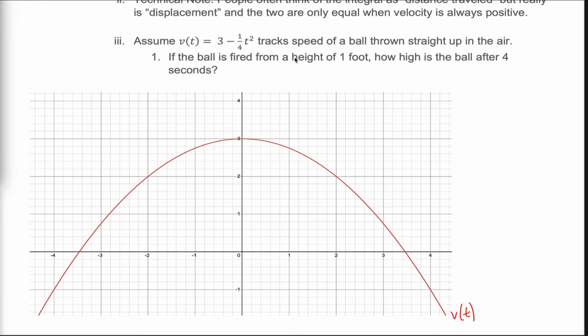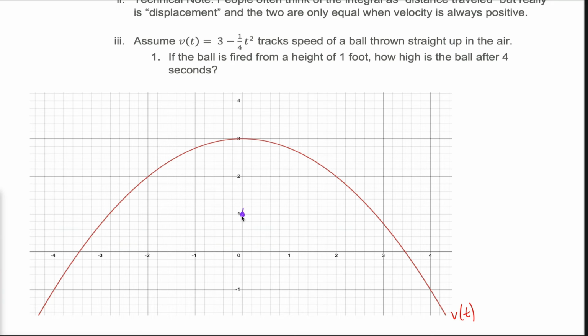We're going to start with this ball at a height of 1 foot. Here's 1 foot right here. And this ball is going to go up. How fast is it going to go up? Really quick. The slope of the tangent line to this curve that I'm drawing in purple should be 3, the height of the velocity function, because the velocity is the derivative of the position function.